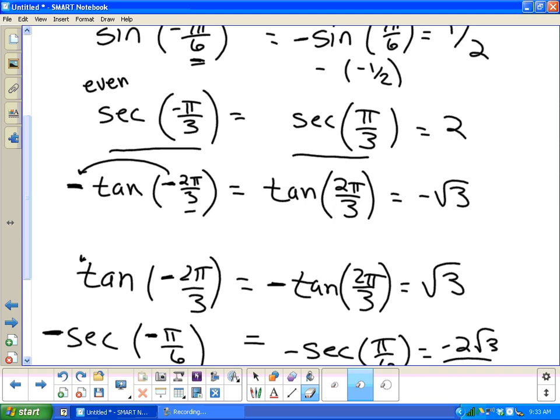Think about pi over 6 and negative pi over 6 on your unit circle. What's the cosine of pi over 6? Square root of 3 over 2. What will be the cosine of negative pi over 6? Square root of 3 over 2. Same thing. And so that symmetry of the y-axis is what makes cosine and secant do that. They're even functions. So again, the even functions were cosine and secant, so the odd ones would be the other 4.